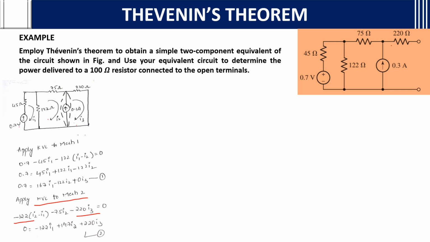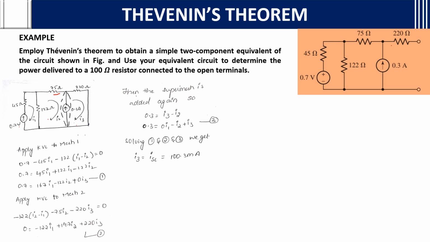Then minus 75 I2, minus this current source we are removing. As it is a super mesh, you can remove that. I indicated by dotted lines that it is removed. If you remove it, then you need to connect the third mesh current also, that is minus 220 I3 equals 0. You should consider it like this. If there is a single current source between two meshes, then the super mesh is added again.